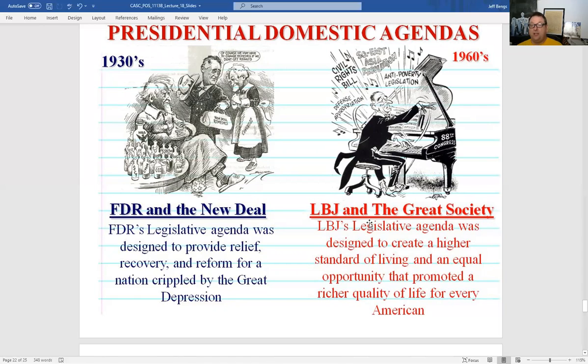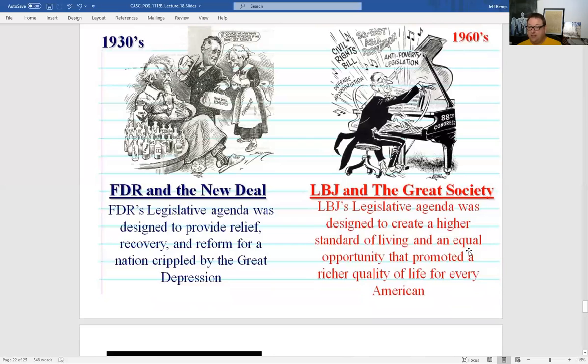The thing that hurt LBJ was he inherited this little thing that was starting to flare up in this little Far East country called Vietnam. It had just begun to flare up under Kennedy, and that's what LBJ inherited. And so instead of him getting to focus primarily on the Great Society, he had to deal with the Vietnam War.